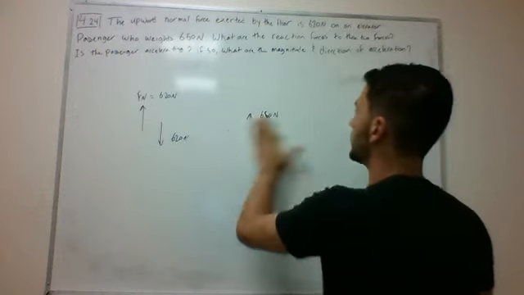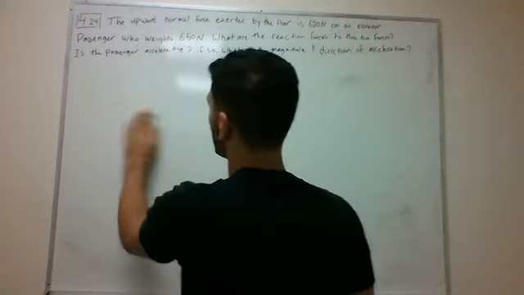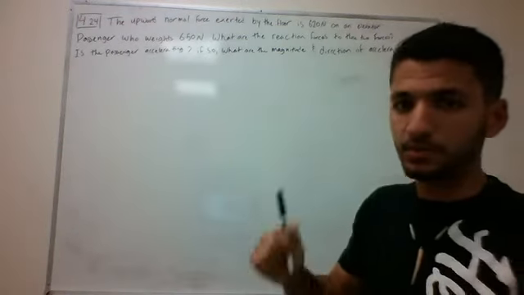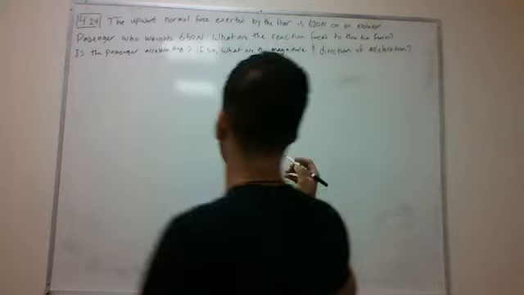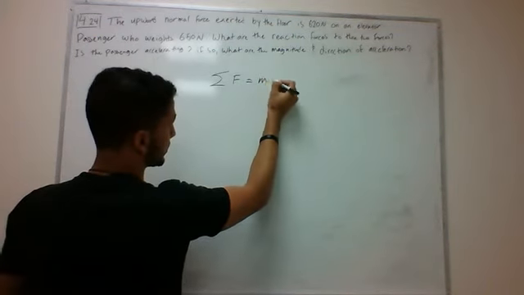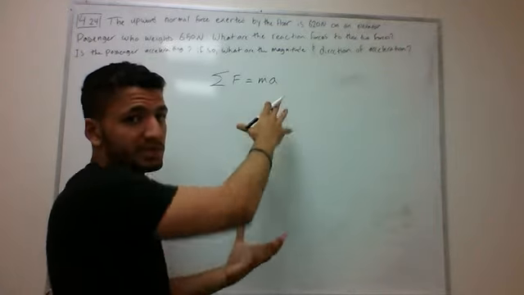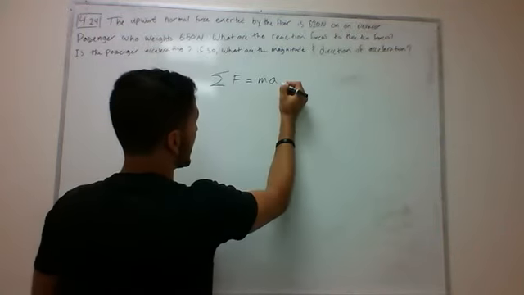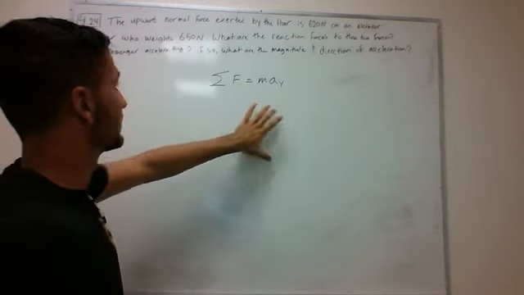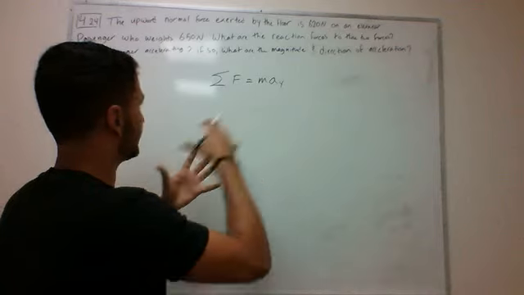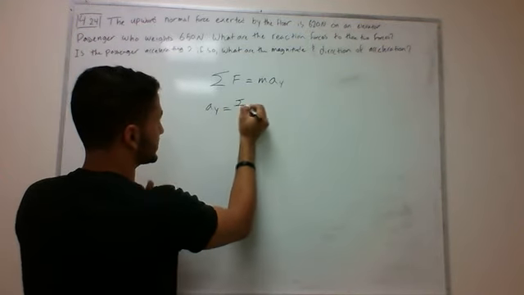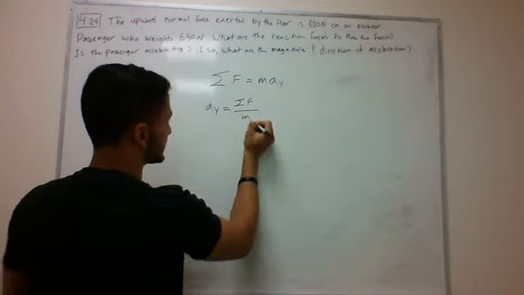Go into the second part, which is the passenger accelerating? If so, what are the magnitude and direction of the acceleration? Okay, so we know that the sum of all forces equals ma. In this particular question, we don't have an x direction, so it's going to be ma sub y. So to get the value of acceleration, we need to manipulate this formula a little bit. So a of y is going to be equal to the sum of forces over the mass.